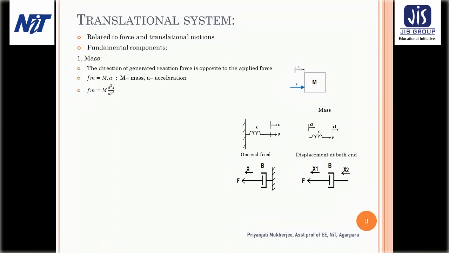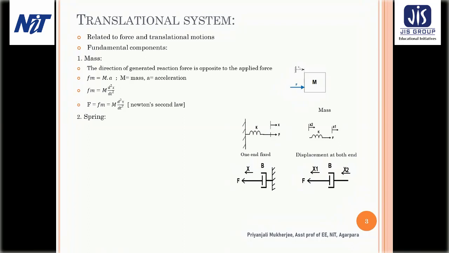a represents the acceleration, and a is equal to d square x by dt square, where x is the displacement of the system. So, using Newton's law, we can say the total applied force F is equal to m d square x by dt square. And we have considered that the mass is concentrated at the body.